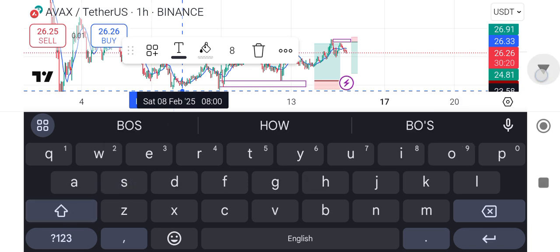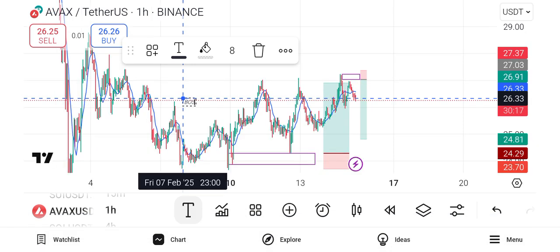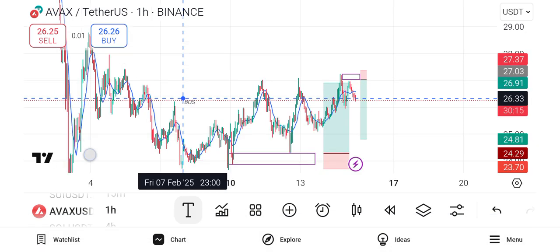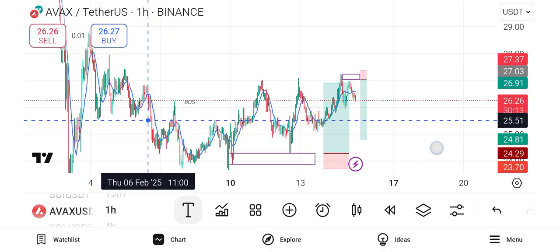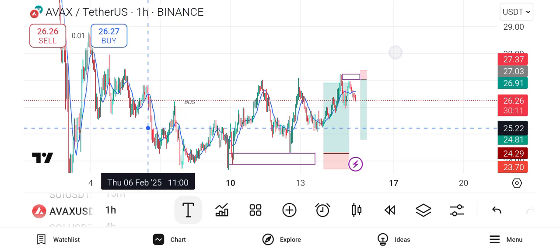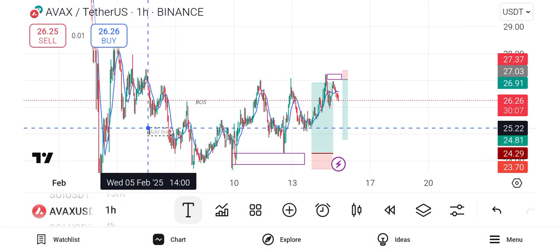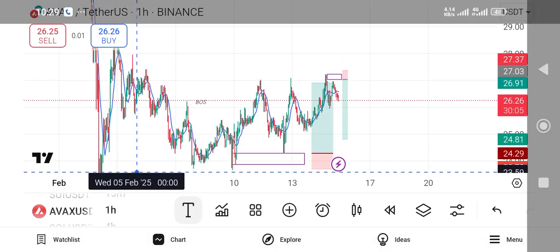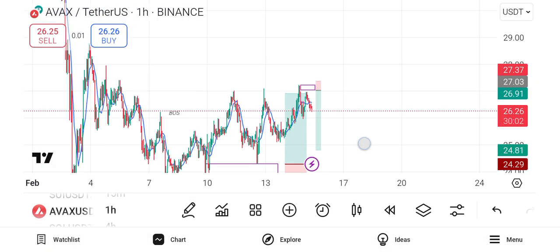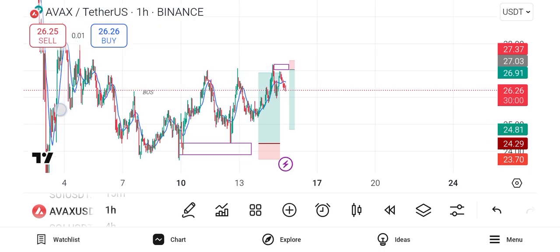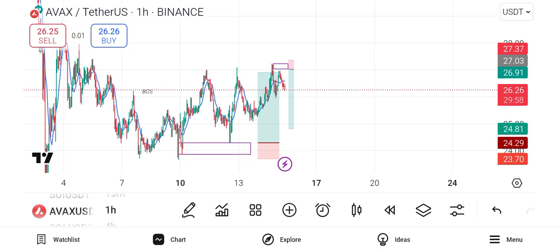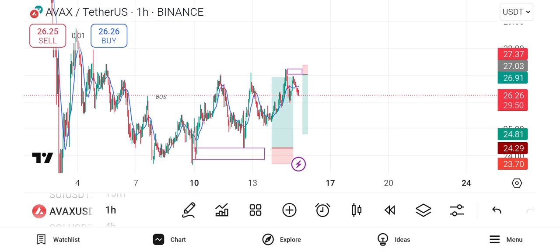Leads to a break of structure at that point. Are you getting me? Which leads to a break of structure to the upside. Now, the market is creating a what? A lower high, if you want to make an uptrend to the upside.